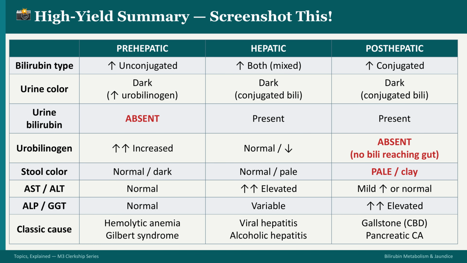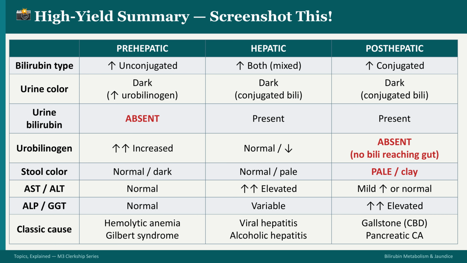Let's wrap up with a high-yield comparison. In prehepatic jaundice, unconjugated bilirubin rises, urine is dark from urobilinogen, but bilirubin negative, stool is normal or dark, and LFTs are normal. In hepatic jaundice, you get a mixed picture with both fractions elevated, markedly elevated transaminases, dark urine from conjugated bilirubin, and variable stool color.